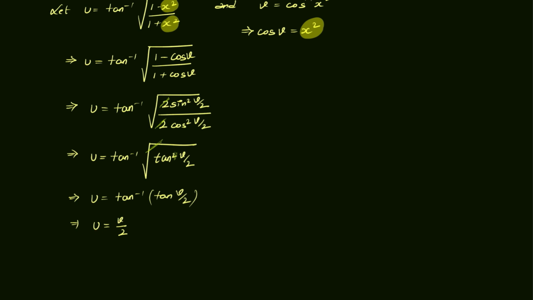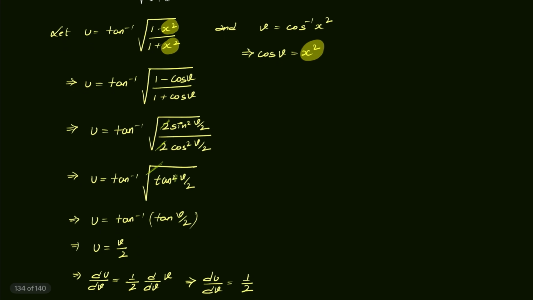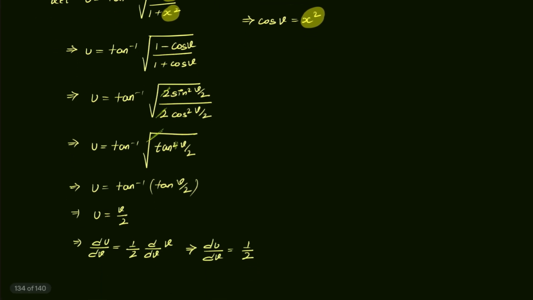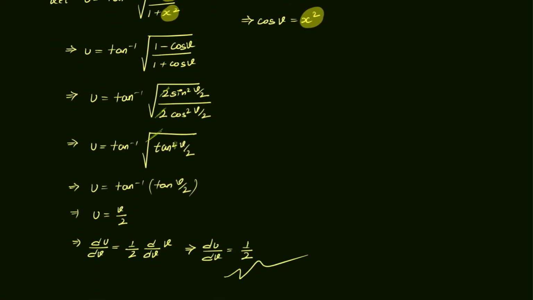So differentiating both sides with respect to v, then I will have d dv of u equals 1 by 2 is constant, d dv of v. Therefore this implies du over dv equals 1 by 2, since d dv of v is 1, and we have to find du over dv only, because we had assumed u as tan inverse of that expression and v as cos inverse of x square. So my answer will be 1 by 2.